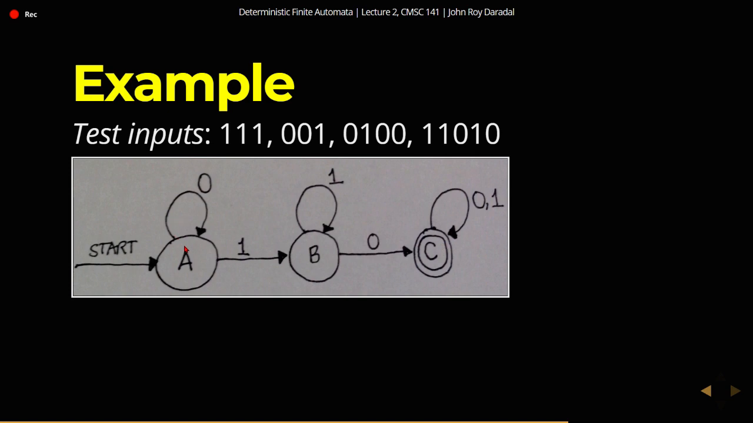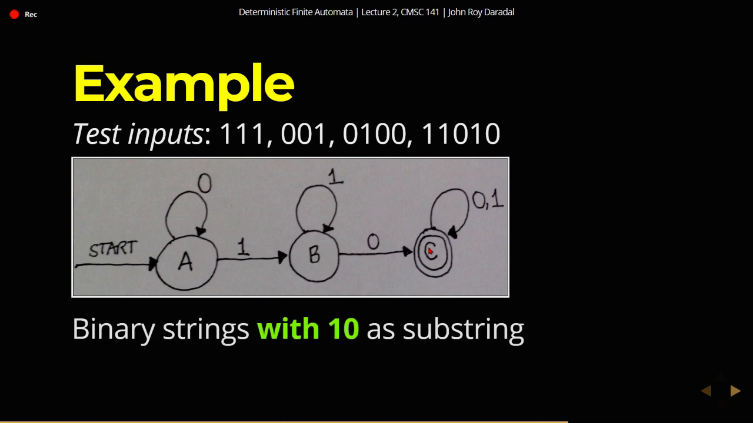And the last one, starting in A, we have 11010. So it ends up in C. So this is also accepted. And if you remember, this is the DFA for binary strings with 1, 0 as a substring. So you'll notice that only these two were accepted because they have the 1, 0 as substring.